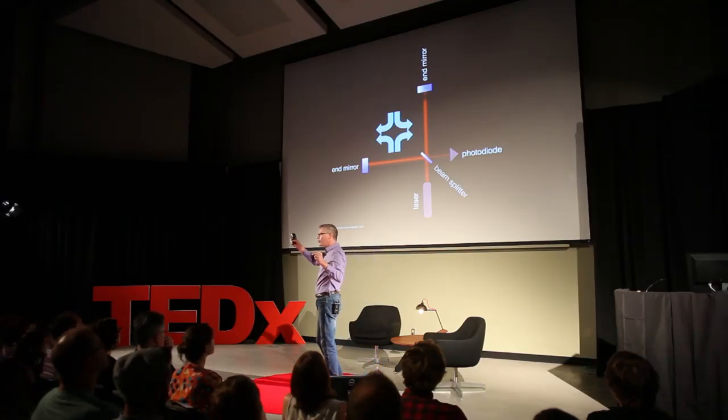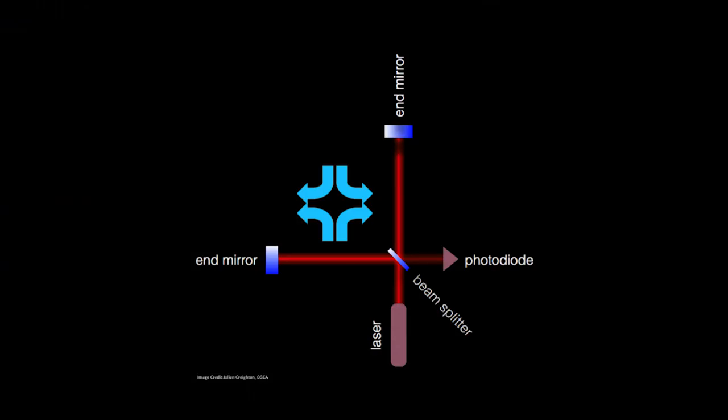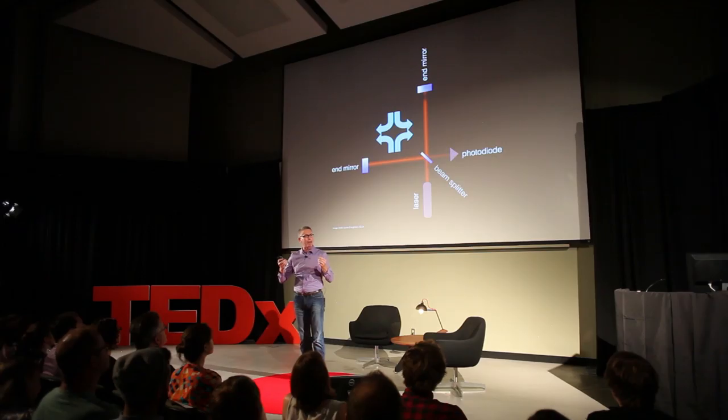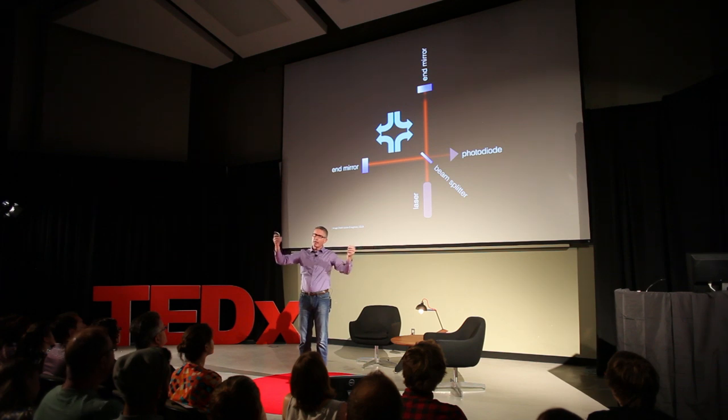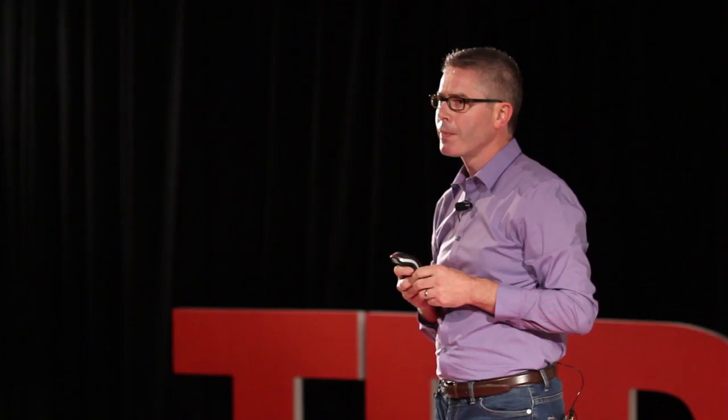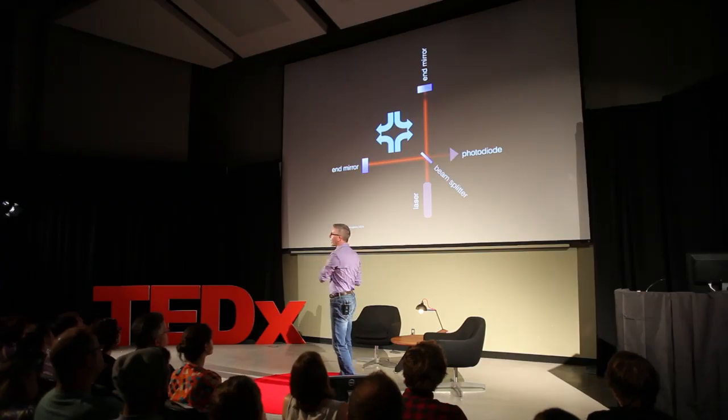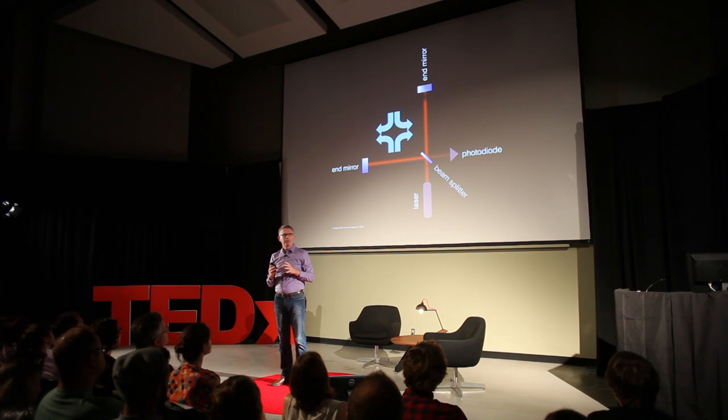Here's a simplified diagram of one of those detectors. They're designed so that the distance from the corner to each of the mirrors is identical. A laser is shined onto a beam splitter. Half the light goes down one arm, half down the other. They reflect off the mirrors at the end, come back to the beam splitter, get recombined. And if one of the arms is just slightly longer than the other, a little bit of light leaks out onto that photodiode on the right-hand side. If the arms are exactly the same length, then no light leaks out onto the photodiode.